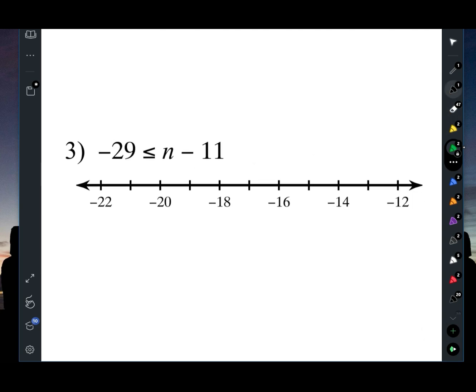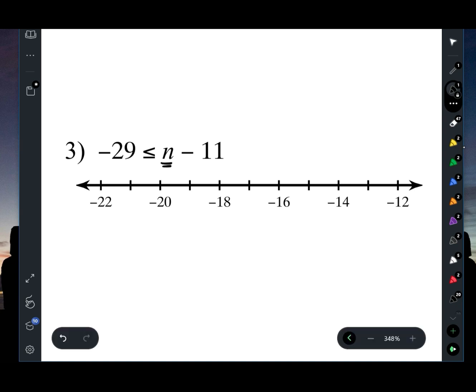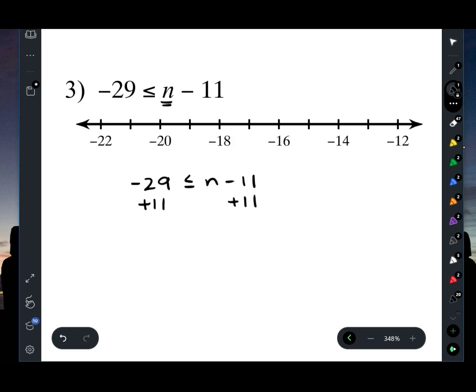Hopefully you're getting the hang of it. Now we have n on the other side. Don't let it scare you. It's really the same idea, but I would encourage you to rewrite it, and then we'll just reformat it at the end. So we're going to add 11 to each side. Negative 29 plus 11 is negative 18, less than or equal to n.